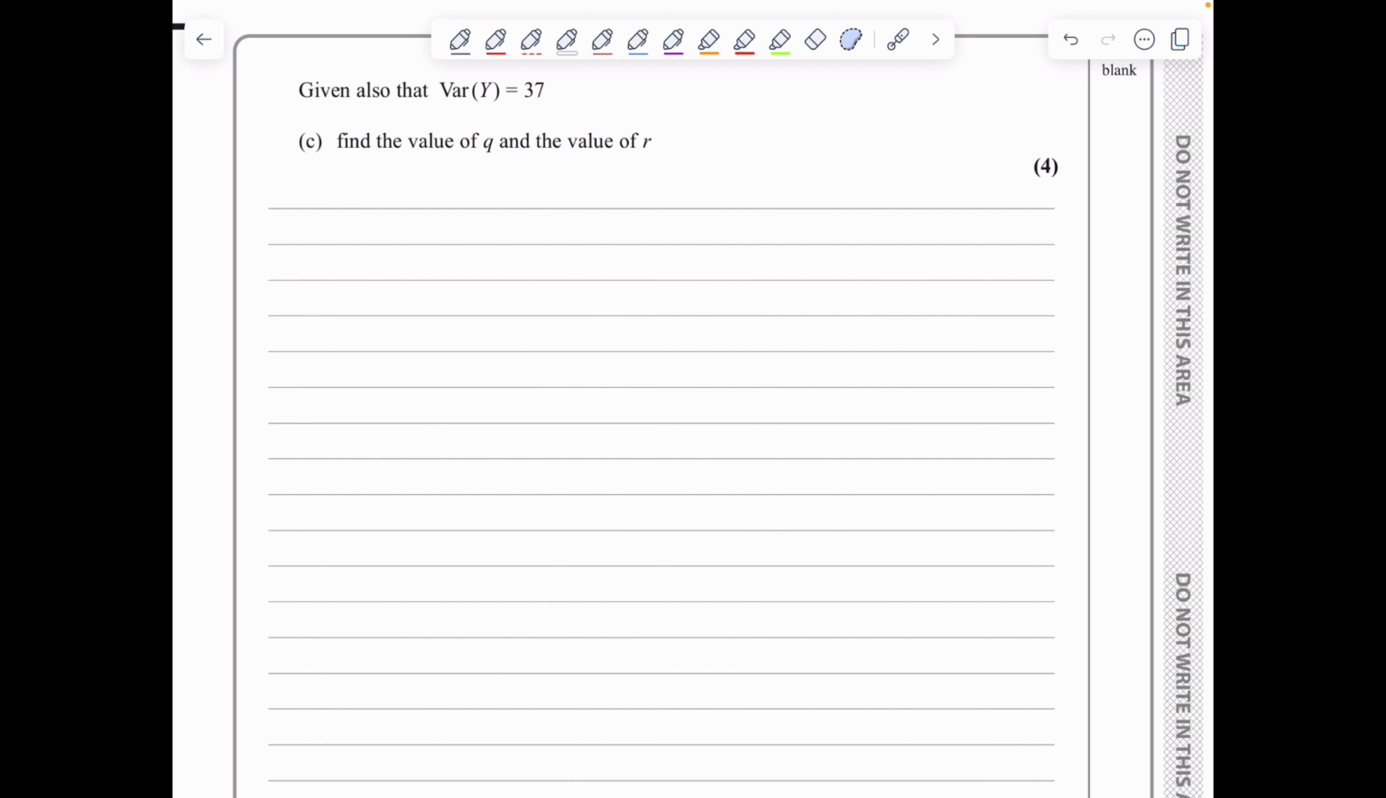We are then told that the variance of y is 37, and based on this we need to find the value of q and the value of r. Now to find the variance of y, I will start by finding the expectation of y squared, which is -9 squared times q plus -5 squared times r plus 0 squared times u plus 5 squared times r plus 9 squared times q, which gives me 81q plus 25r plus 25r plus 81q, which is 162q plus 50r.